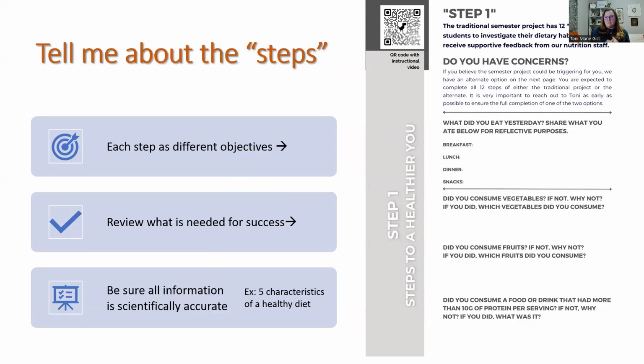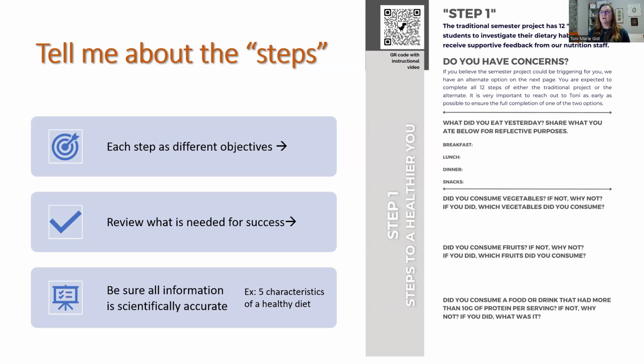So if you're curious about these steps, each step has a different objective. What I want you to do is flip through your book, review all 12 steps, and know what is needed for success before you even begin the first step. If you're turning in a project, and the project asks you to reflect on what characteristic of a healthy diet is most difficult for you, make sure you're actually referencing scientifically accurate terms we've discussed in this class with regard to those characteristics. So if we glance at step 1, it tells you if you have concerns, we have an alternate step project for you, which we'll discuss in a little while.